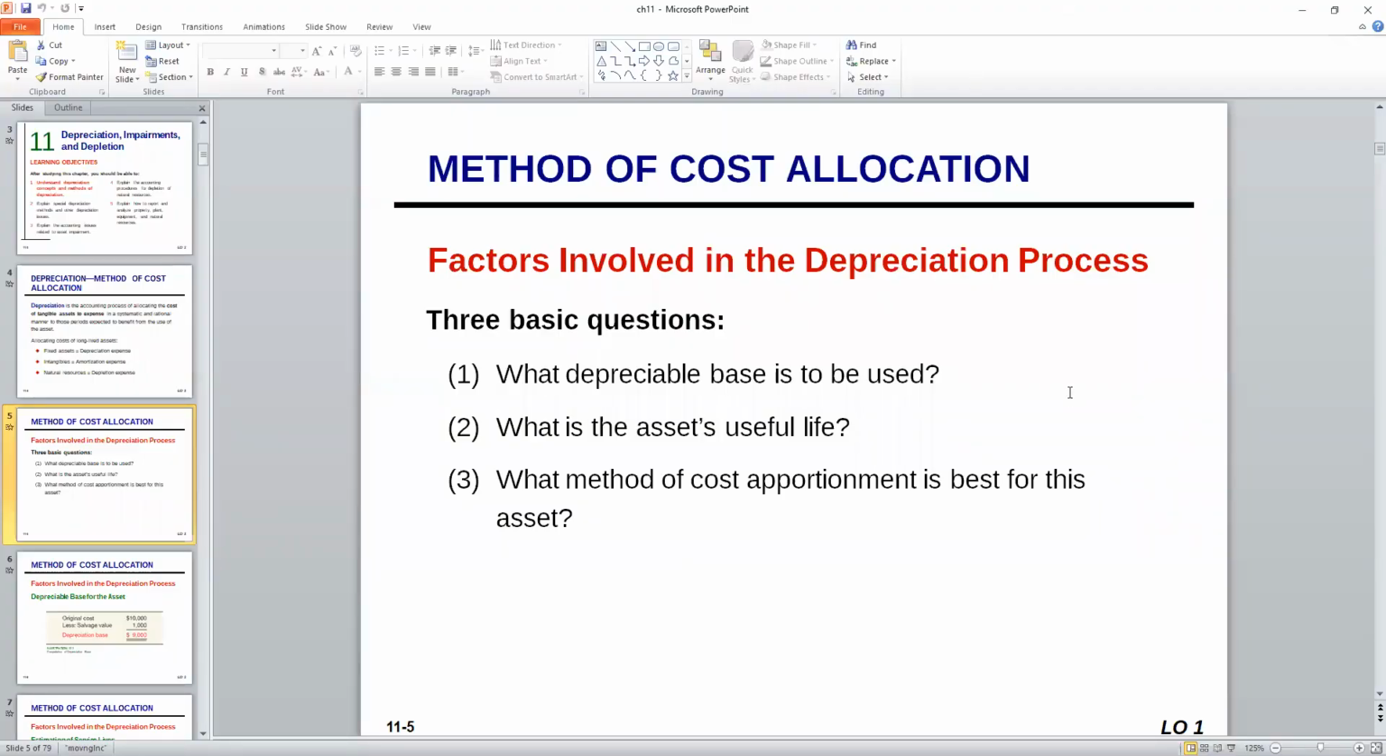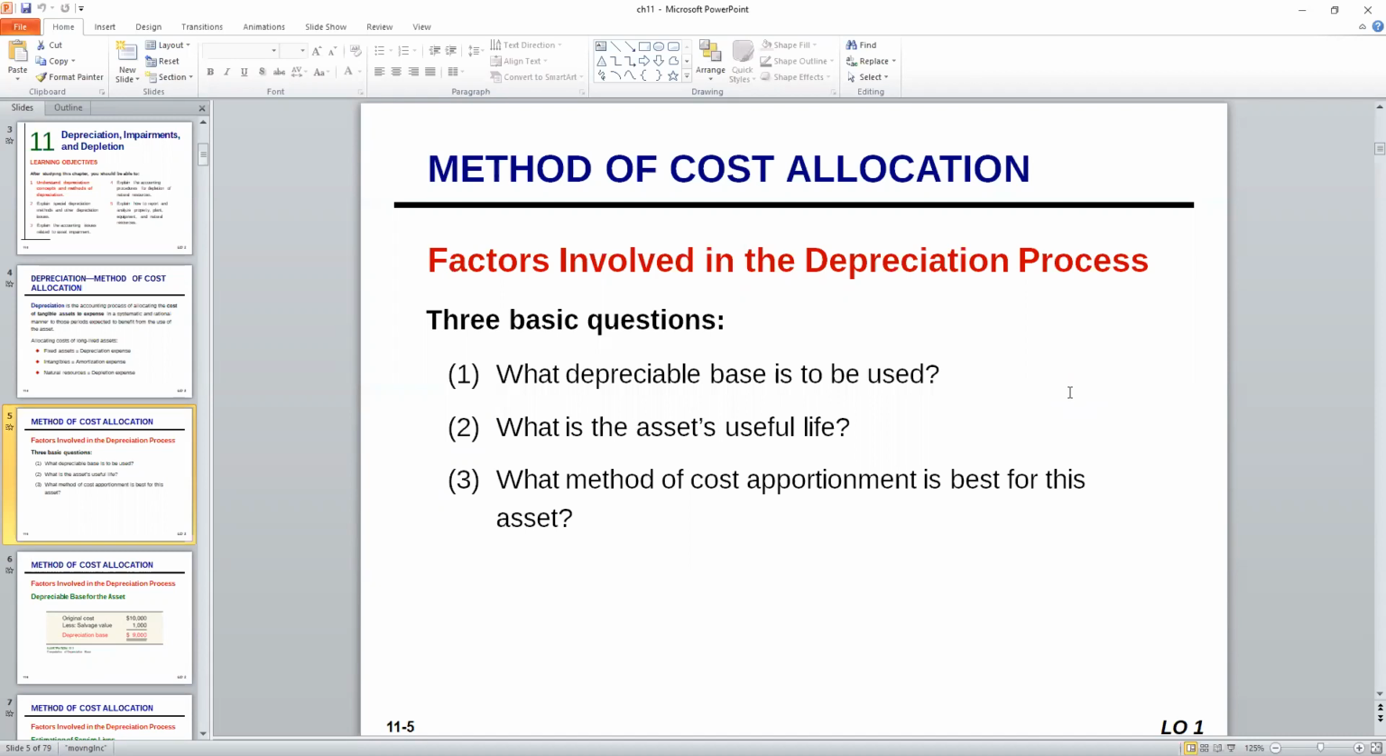So we want to ask three basic questions. What's the depreciable base to be used? And that's essentially what we talked about last chapter. That's the cost of the asset. What's the useful life? So how long is it useful to the business? And what method of cost apportionment is best for the asset?